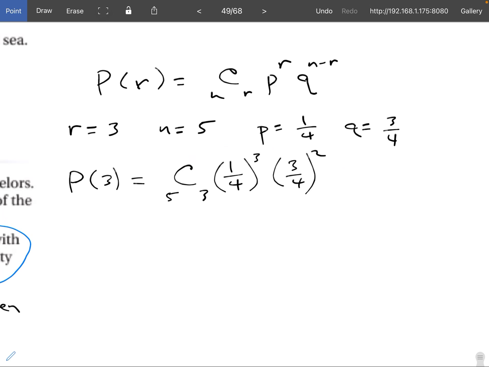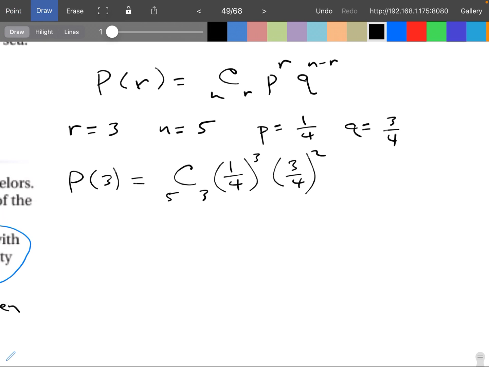What'd you guys get? Anybody got an answer for me? I got it as a decimal. What'd you get? 0.087. Perfect. Actually, if you round off to the 3rd digit after the decimal point, it would be 0.088. So you should get 0.088. And then if you want to change that from a decimal to a percent, just move the decimal point 2 places to the right. So that is 8.8%.